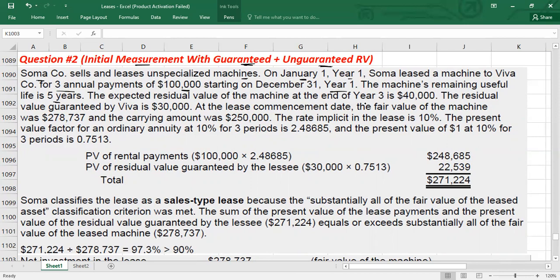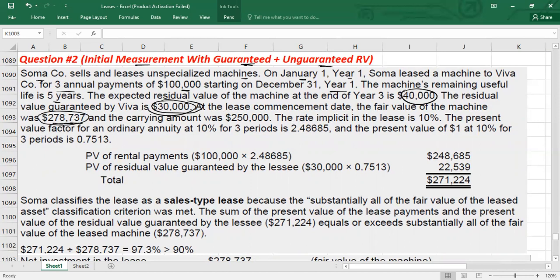Expected residual value of the machine at the end of year 3 is 40,000. This is the expected residual value. The residual value guaranteed by Viva is 30,000. So total is 40, but guaranteed is 30. It means 10,000 is unguaranteed residual value. Then the fair value of the machine is 278,737.